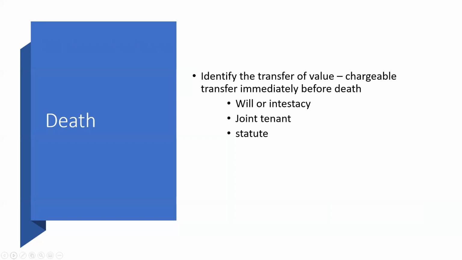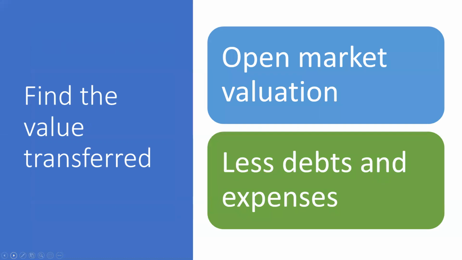Okay, then finding the value transferred, the next stage. Assets are generally valued at the price that they might reasonably be expected to fetch if sold in the open market. So it's generally an open market valuation. Sometimes it can be much more complicated than that, particularly with things like shares, when the percentage that you own might affect the value of the shares.